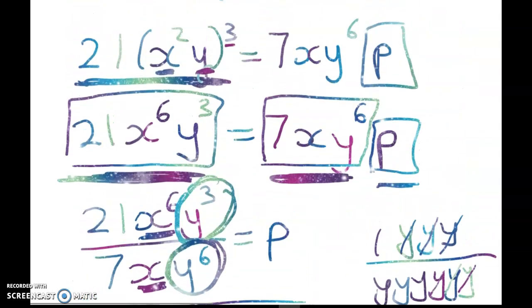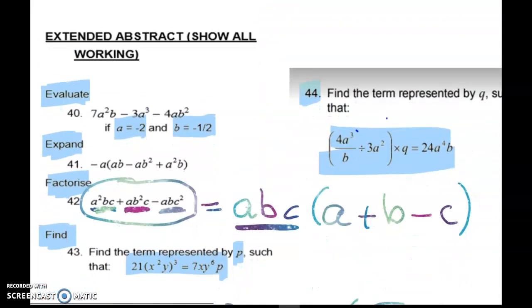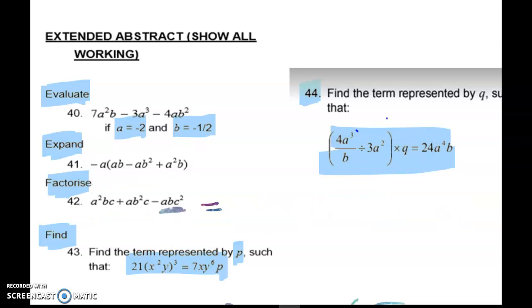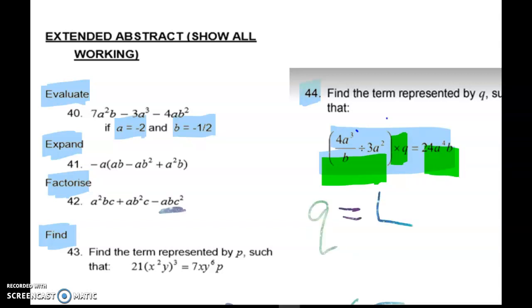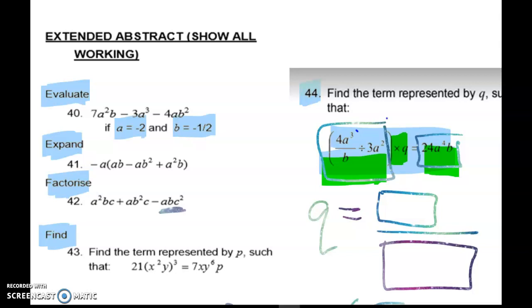So question 44 is a bit the same. It's just a little bit trickier, but it's the same idea. So again, we're trying to find out the value of q. Right, so q is here, and we've got a thing times q equals a thing over here. So q is going to equal this thing here divided by this thing here.